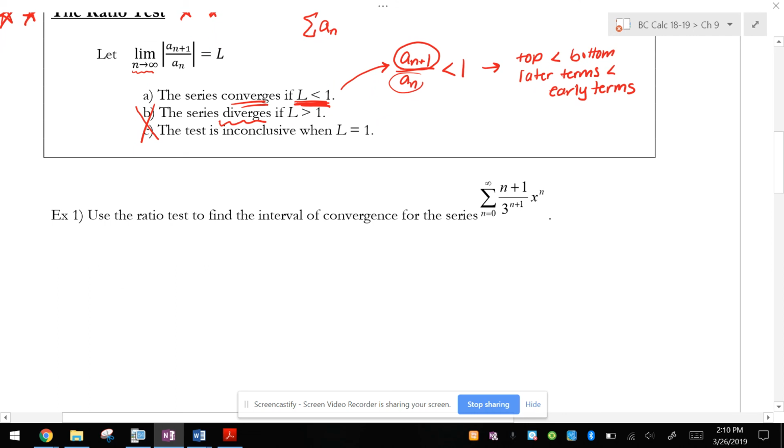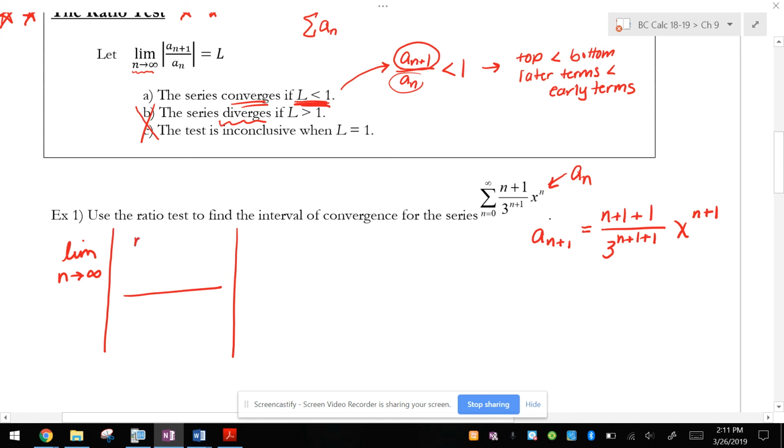So if you want to use the ratio test to find the interval of convergence, you take the limit as n approaches infinity of a sub n plus 1 divided by a sub n. So if I want a sub n plus 1, I replace all the n's with n plus 1. See what I did there? All the n's became n plus 1's. So if I'm going to take the limit of a sub n plus 1 divided by a sub n, I'm going to need a big fraction here. A sub n plus 1 is really n plus 2 over 3 to the n plus 2 times x to the n plus 1. And a sub n is that original, n plus 1 over 3 to the n plus 1, times x to the n.